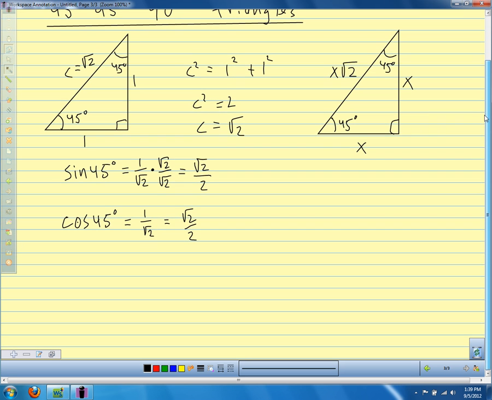And in radians, what did we decide 45 degrees was in radians? How many radians? Pi over 4. So the sine and cosine of pi over 4 is square root of 2 over 2. The tangent is the opposite over adjacent, just 1 over 1 or 1. So the tangent of 45 degrees is 1.